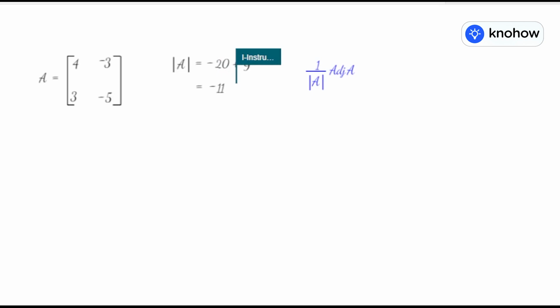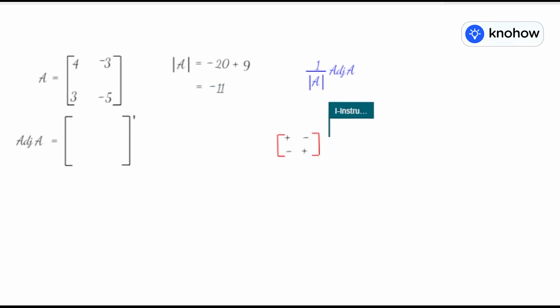And now let us find adjoint A. Adjoint A, you know, is the transpose of the matrix obtained by replacing each element by its cofactor, and you know the sign convention. So for 4 it is negative 5 with the same sign, because positive. So negative 5. For negative 5 it is 4 with the same sign. For 3 it is negative 3 with the changed sign, so it will be 3. And for negative 3 it is 3 with the changed sign, so it will be negative 3 here.